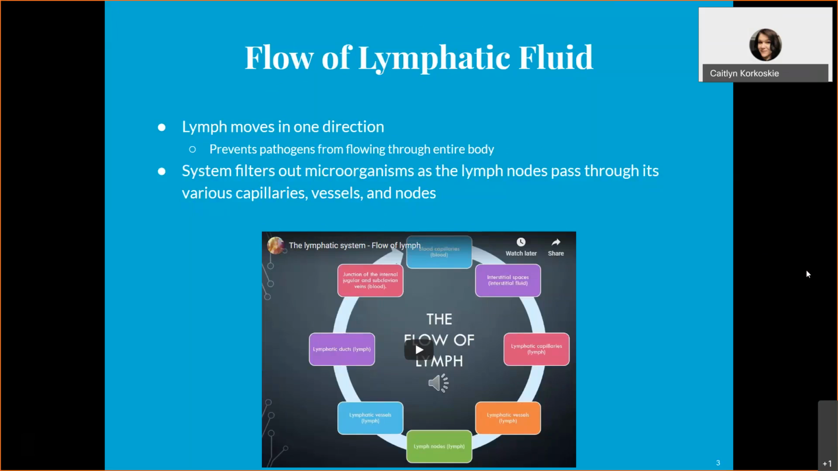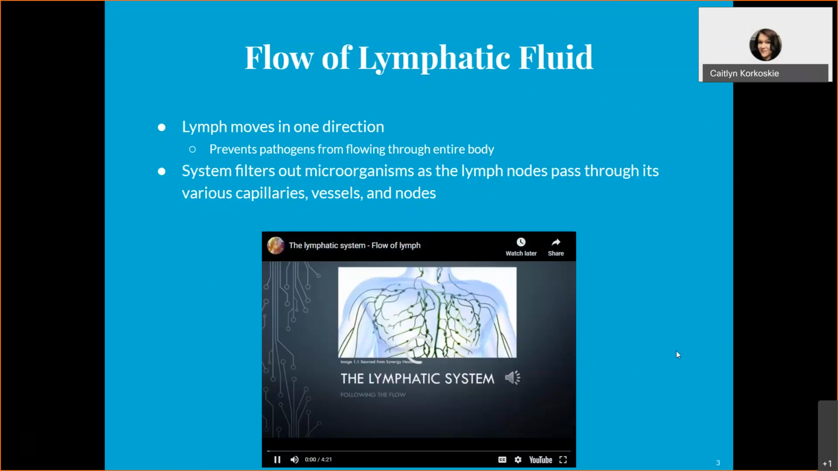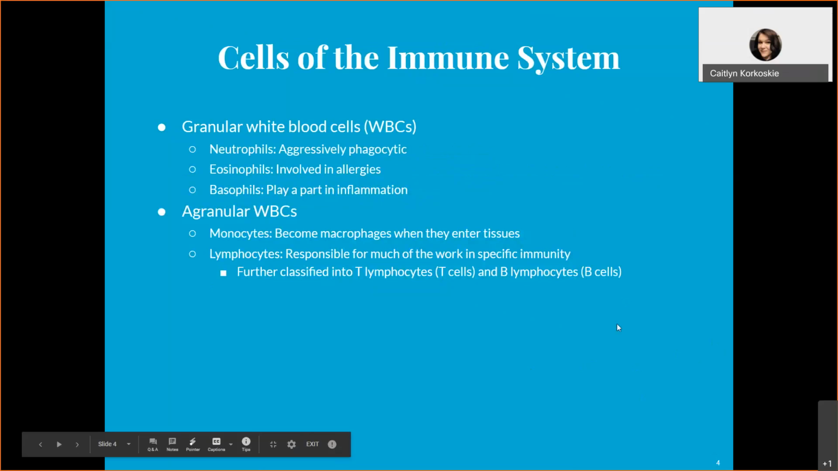It filters out microorganisms as the lymph passes through the lymph nodes, through the various capillaries and blood vessels. If you watch this video that I included in here, and again, I'll post this PowerPoint in your course right after this, and this video, you can watch it and see exactly how this works. Oops, my speaker doesn't work, so you guys can't hear it anyways.